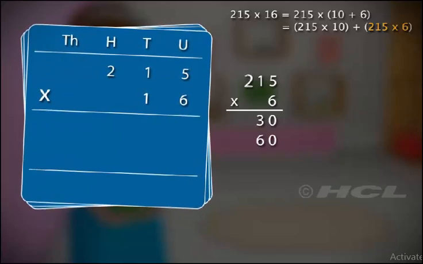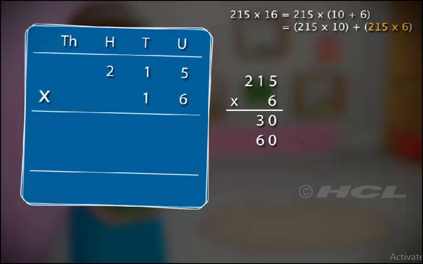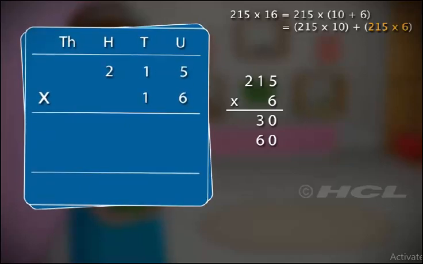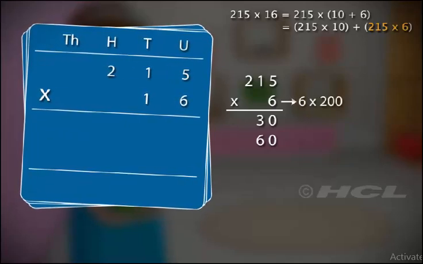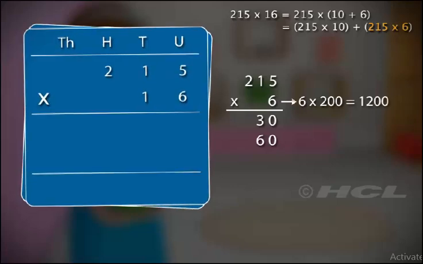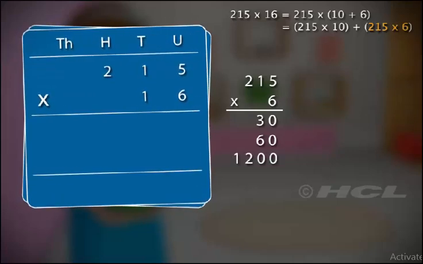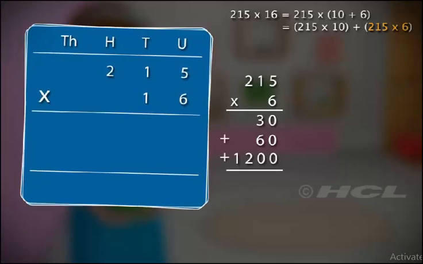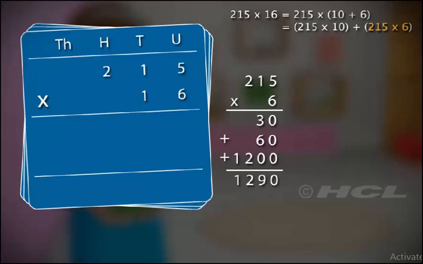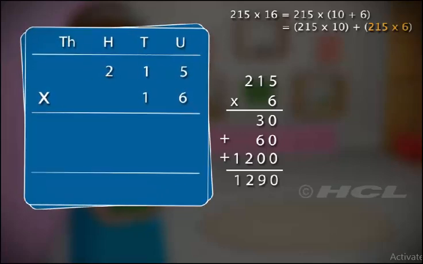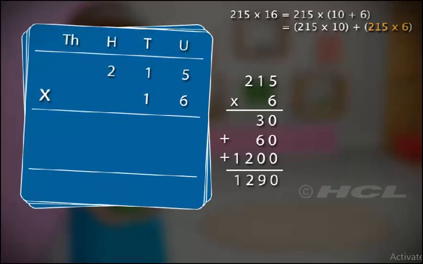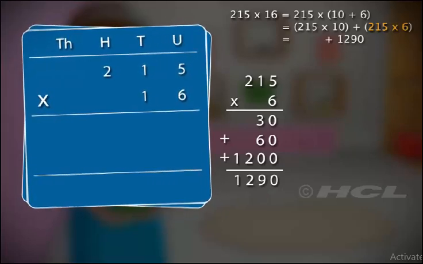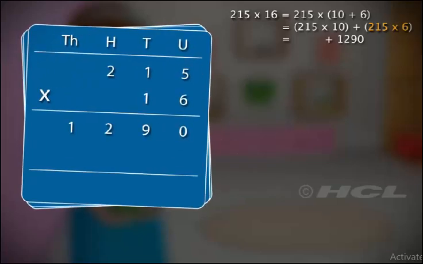Lastly, multiply 2, the hundreds digit, by 6. The value of 2 is 200. So, we multiply 200 by 6. 6 times 200 is 1,200. We have 3 products. Adding these, we get 1,290. This is the partial product we get after multiplying by the units digit. Let's move it to the main table.